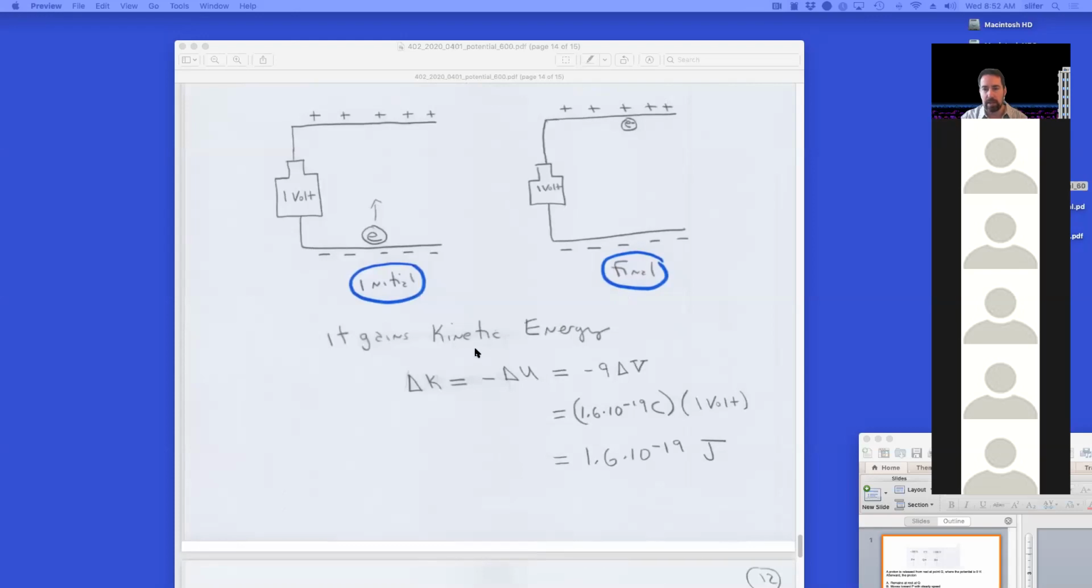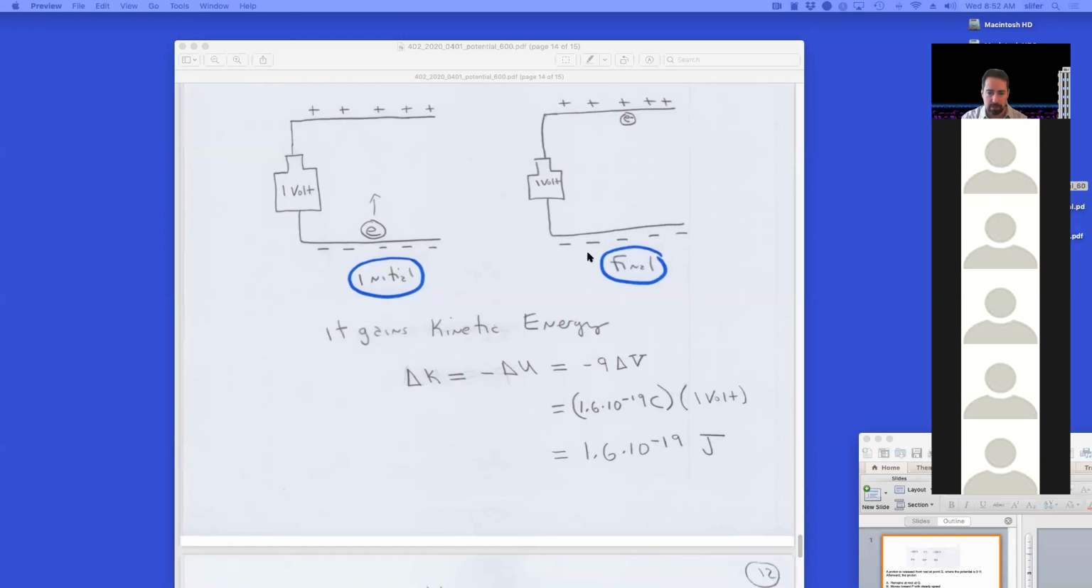It gains kinetic energy in this situation because you'd have to do work to push it from this down to that. It's the opposite of what we just saw with the proton. The only reason it's the opposite is because the electron has a negative charge. It's the exact same magnitude of charge, but a negative value for that. If we look at the work that we'd have to do to do that, it's opposite to the gained kinetic energy that you would get if you change through that potential difference.